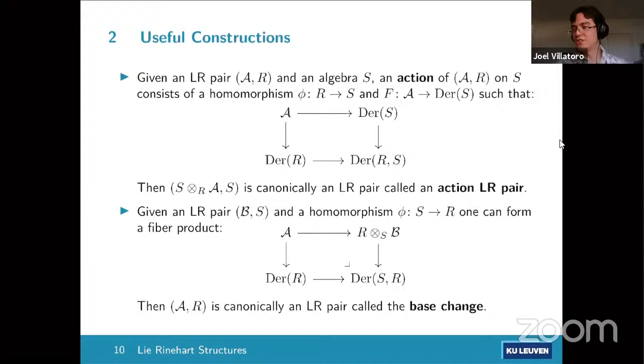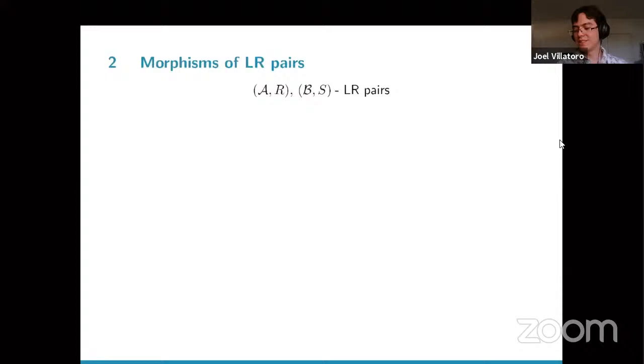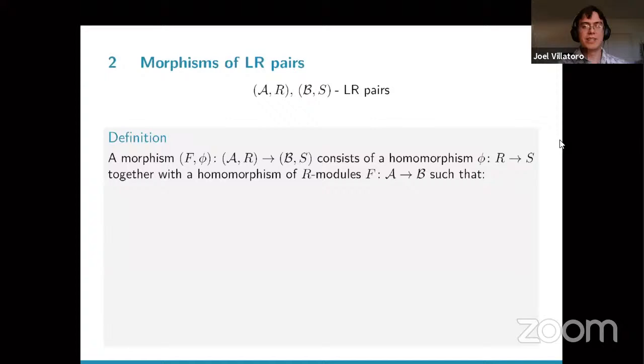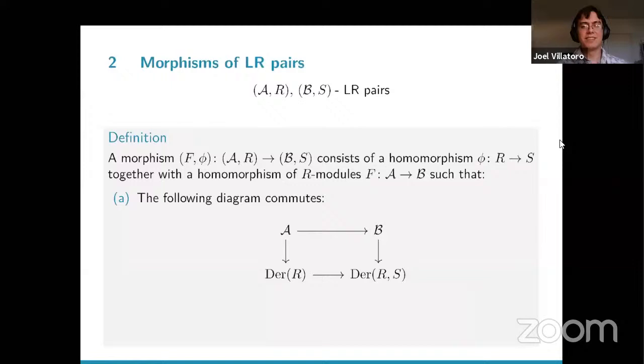Now, let's see. So now we know about Lie-Reinhart pairs. We know some interesting constructions. How do we define morphisms? Well, there is one really simple way of defining a morphism, right? If you have two Lie-Reinhart pairs, you could just ask for a homomorphism of the base rings and a homomorphism of the associated modules that's sort of compatible with the actions. That is, makes some diagram involving the anchor maps commute.